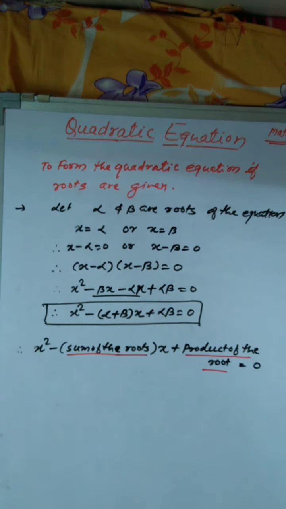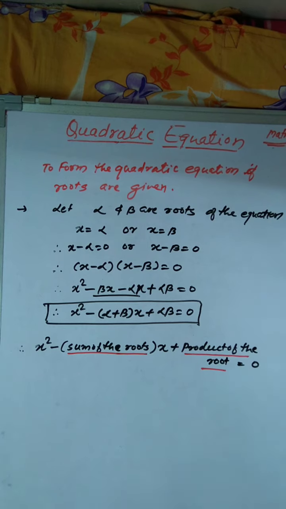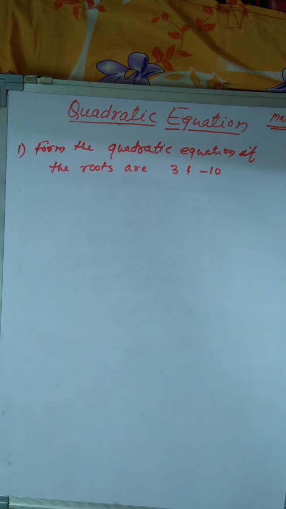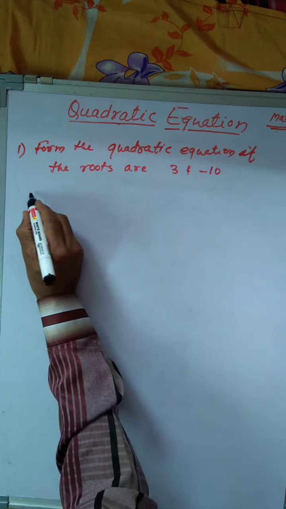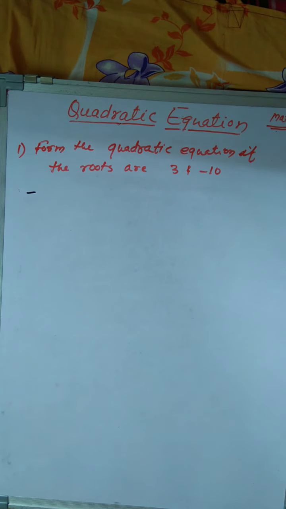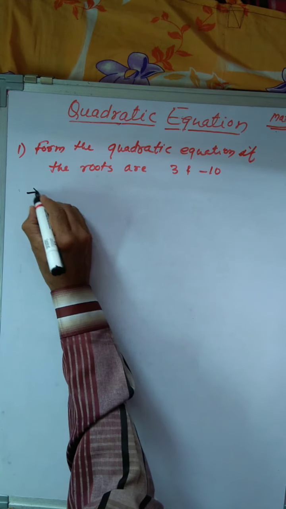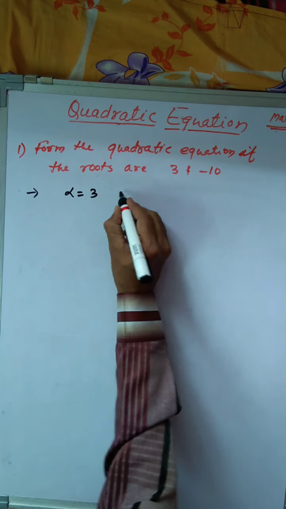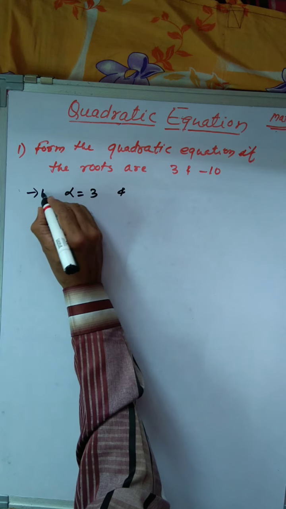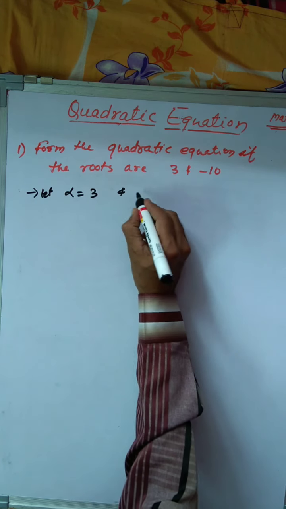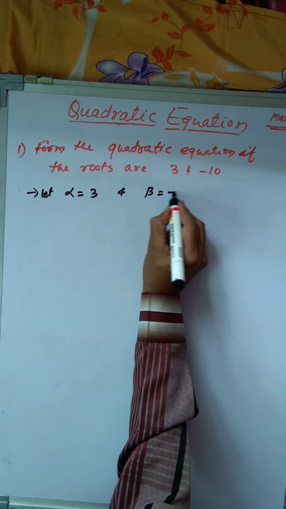Now we see the examples on it. The example is: form the quadratic equation if the roots are 3 and minus 10. That means two roots are given. One is 3 and another is minus 10. Let alpha be equal to 3 and beta be equal to minus 10.